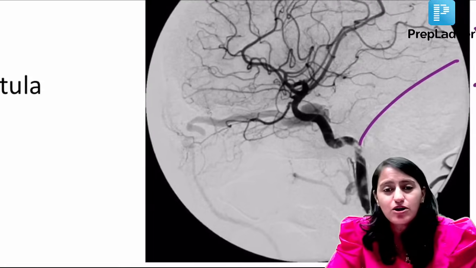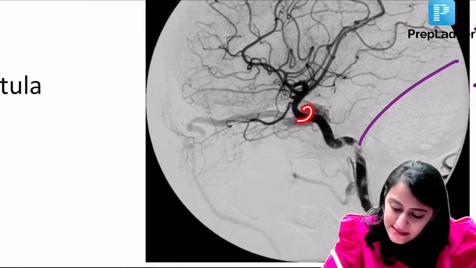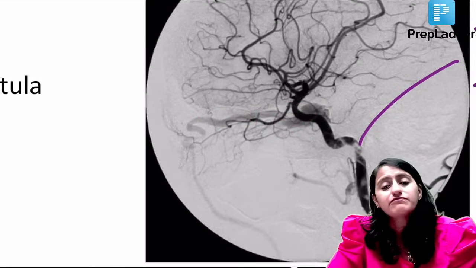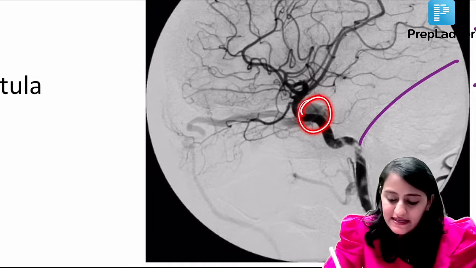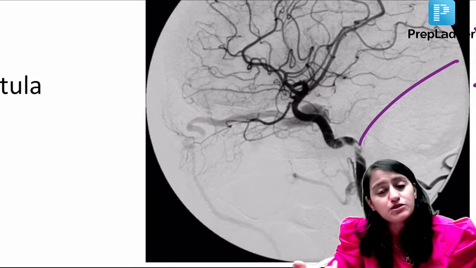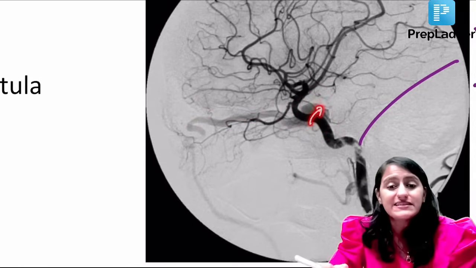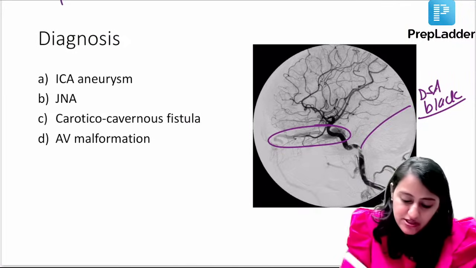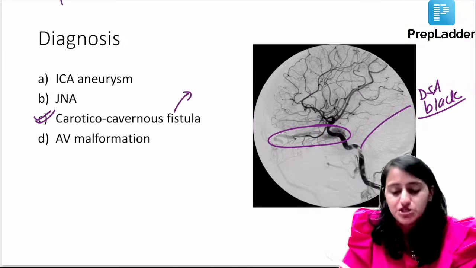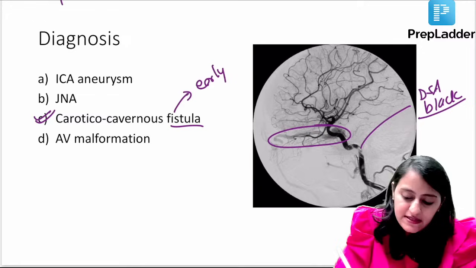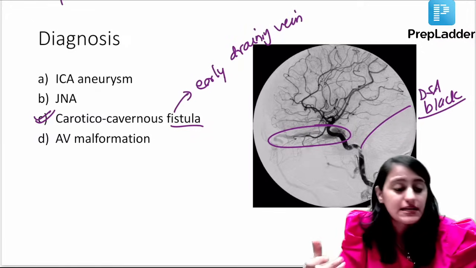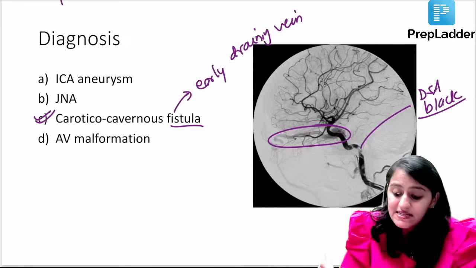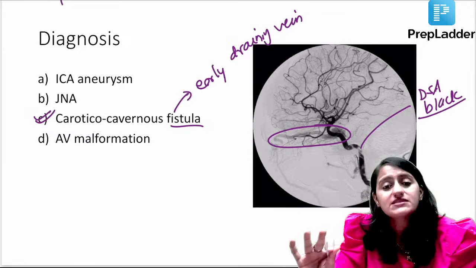What are you seeing in the carotid angiogram? You can see this vein also, the ophthalmic vein and cavernous sinus, which have picked up the contrast. So it is telling you that there is a direct communication between the carotid and the cavernous sinus. So this is a carotico-cavernous fistula, right? What you will see here is an early draining vein. The vein will show early opacification. This is a carotico-cavernous fistula, right?